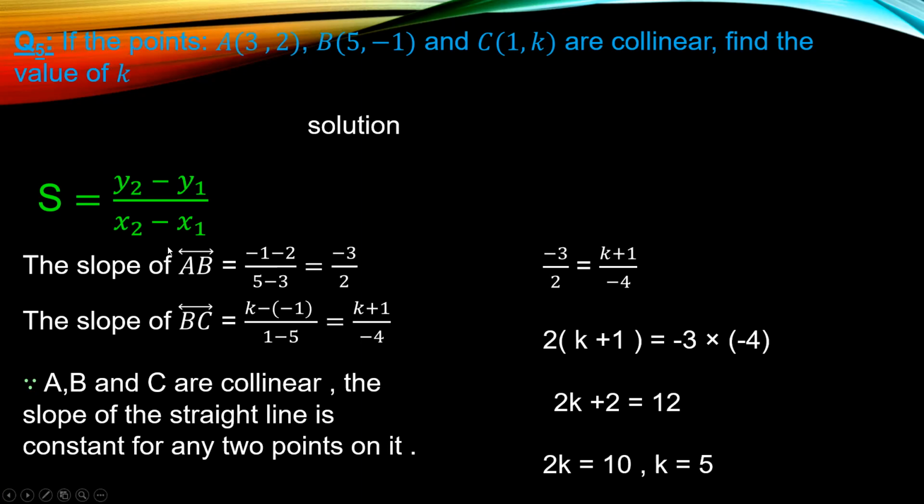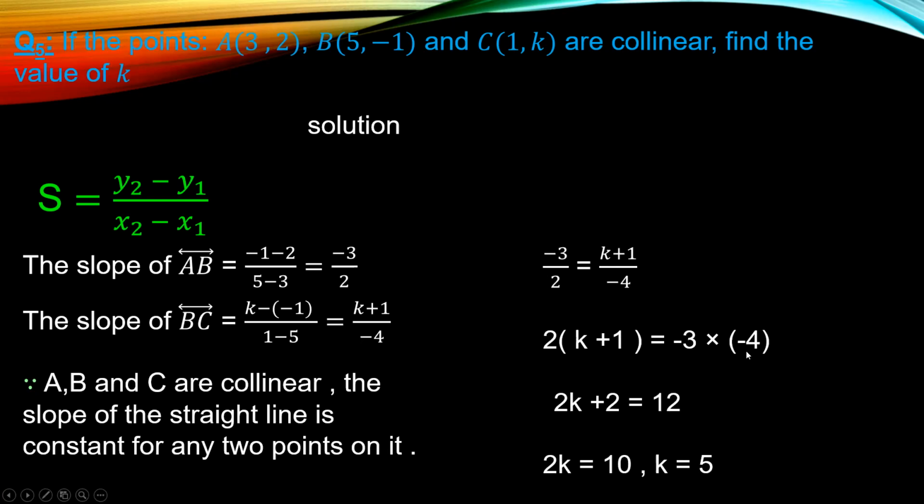Here we know that the slopes of the two straight lines are equal because the 3 points are collinear. So to get the value of k, I will make -3 over 2 equal k plus 1 over -4. Then make the cross multiplication. It will be 2 times k plus 1 equals -3 times -4. Here, I will make 2 times k and 2 times 1. 2 times k equals 2k, 2 times 1 equals 2.